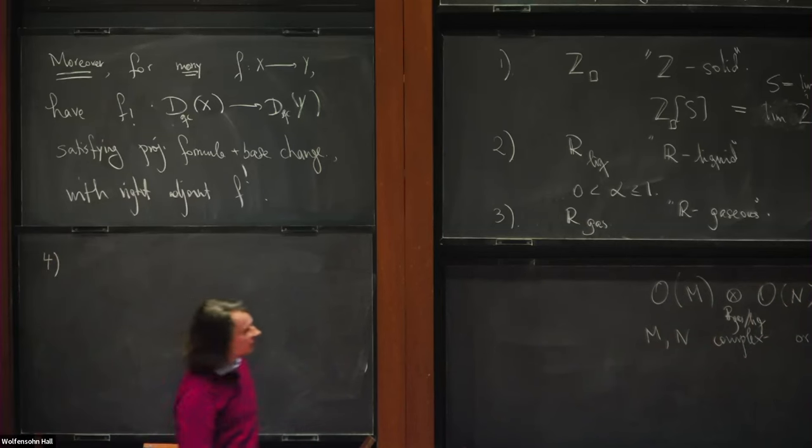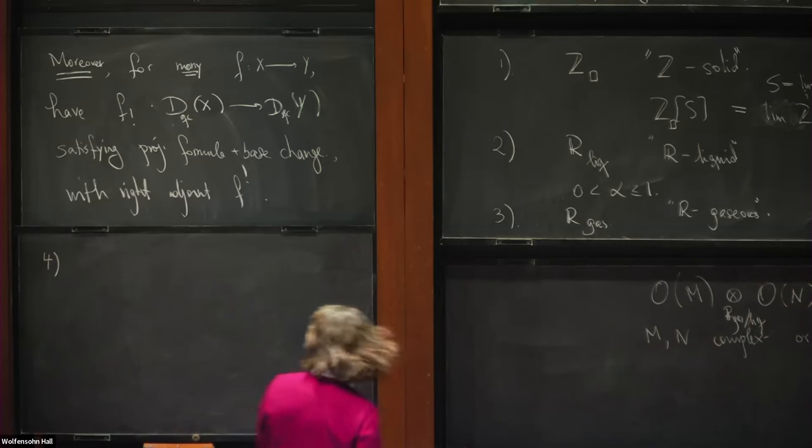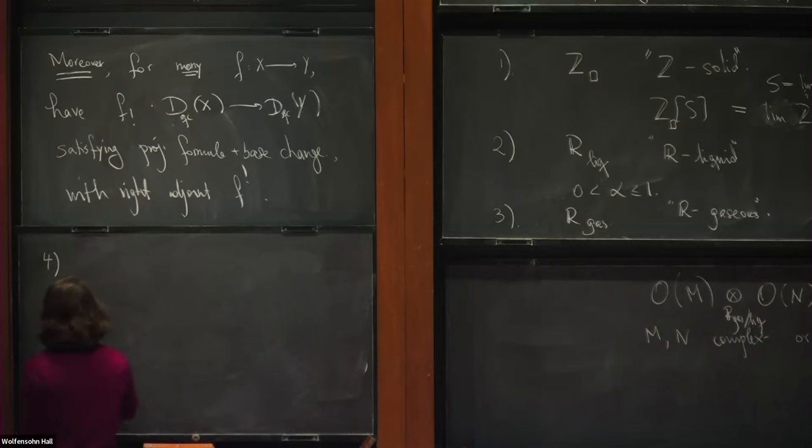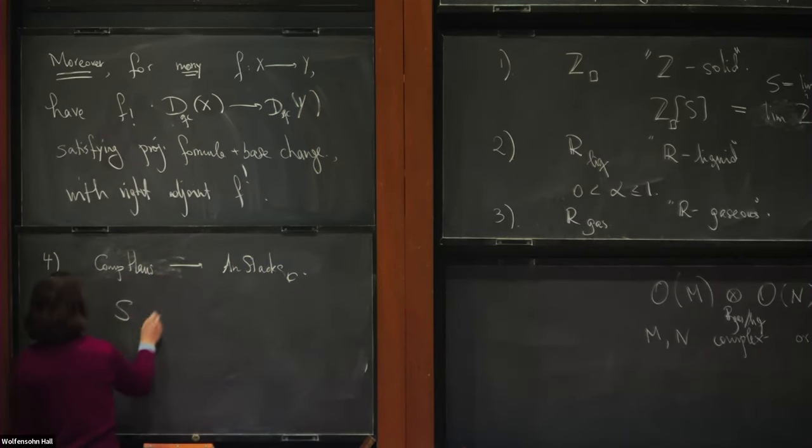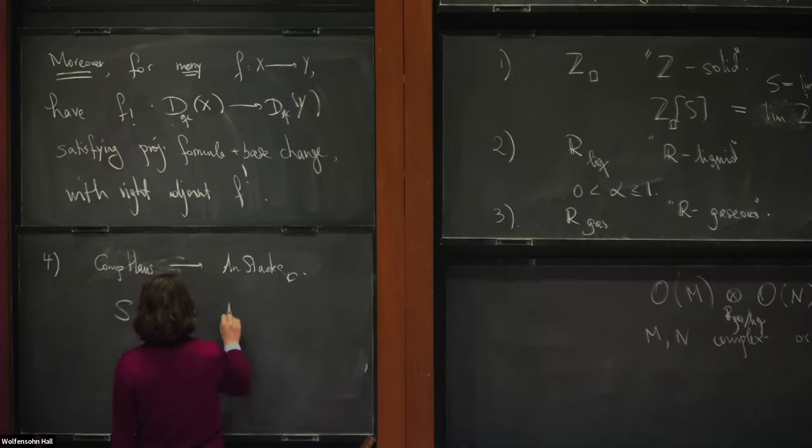It went up to 3 so far, I believe. So next is 4. Let's say S is a compact Hausdorff space. There's a functor from compact Hausdorff spaces to analytic stacks over C, which just takes any such S and maps it to the analytic spectrum of the continuous functions.